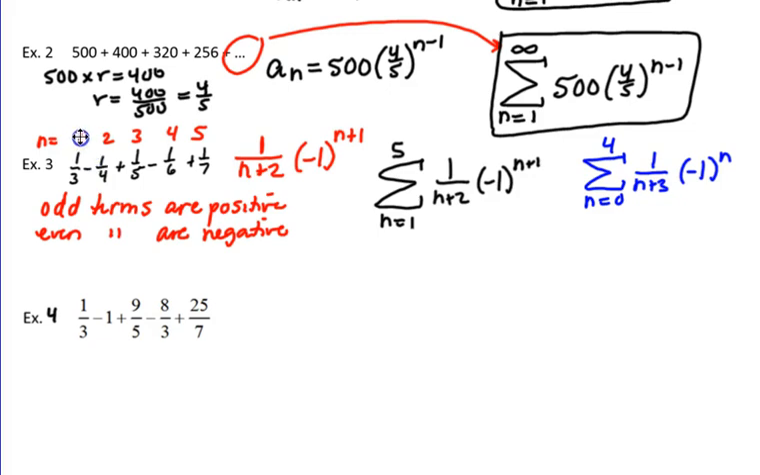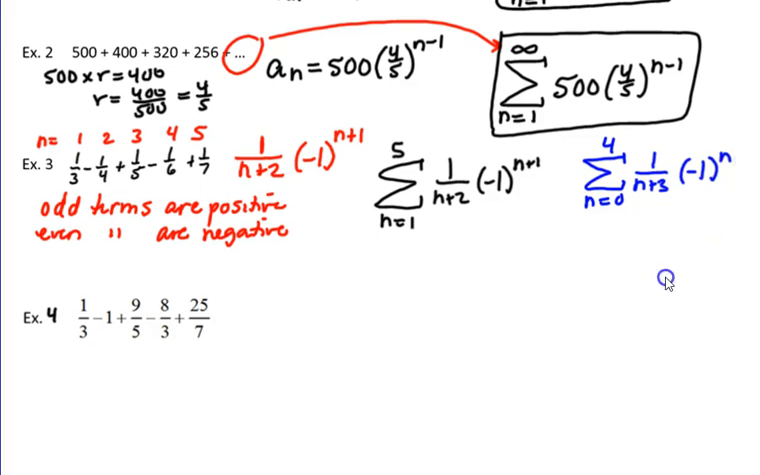But since I started with term number 0, my term numbers are numbered 0, 1, 2, 3, and 4, that means that I can just use n for my exponent here, because -1 to the 0 is +1, -1 to the 1 is -1, and so forth.